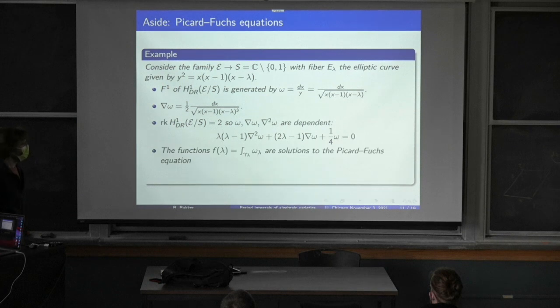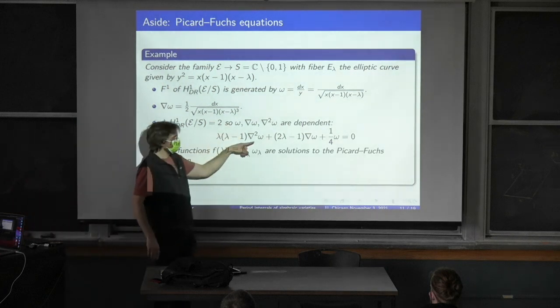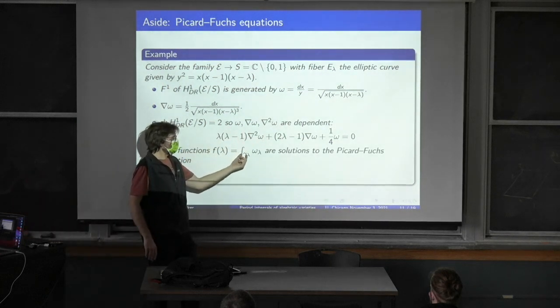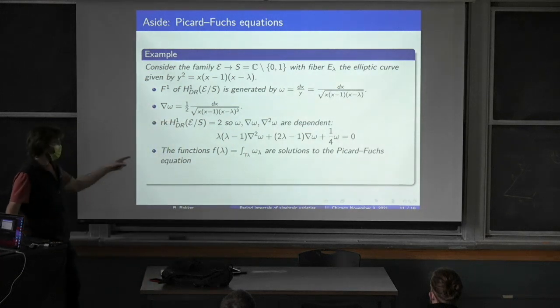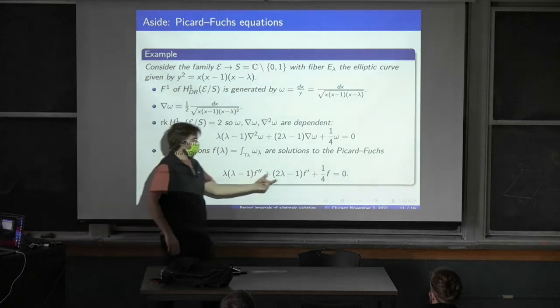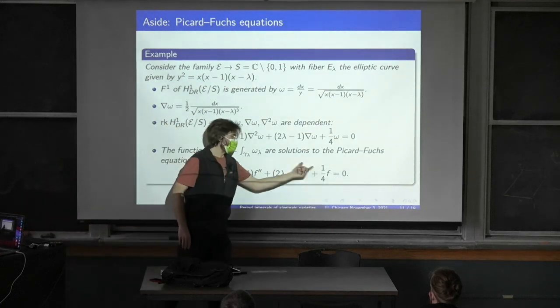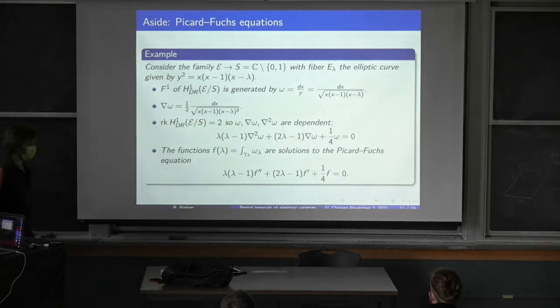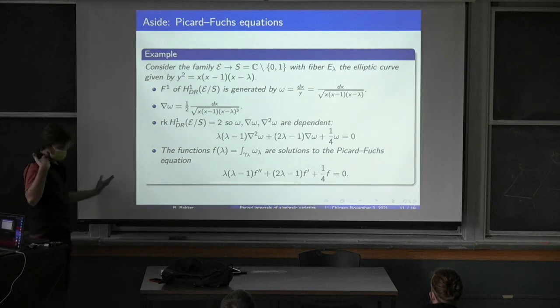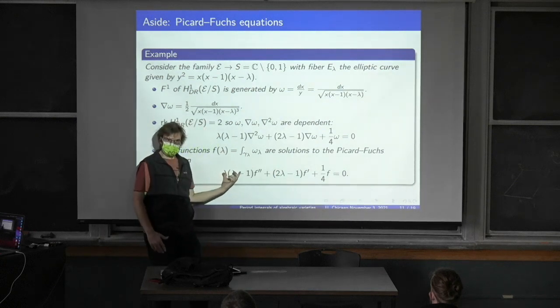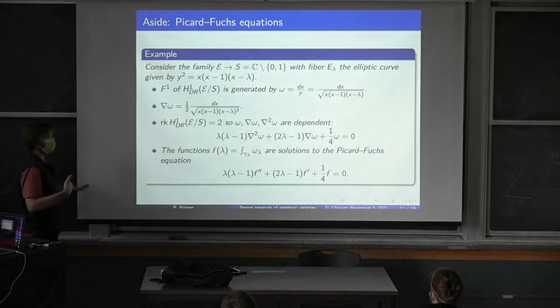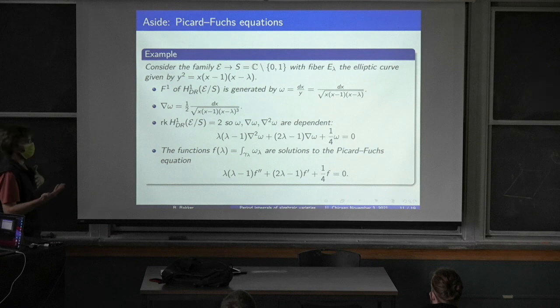In particular, if we now integrate this differential equation with respect to some flat section, then what we're finding is that these period functions that we defined are solutions to this differential equation, which is called the Picard-Fuchs equation associated with this family. And so we see one way to think of these functions as solutions to very special algebraic differential equations, namely the ones arising as the Gauss-Manin connection of an algebraic family.